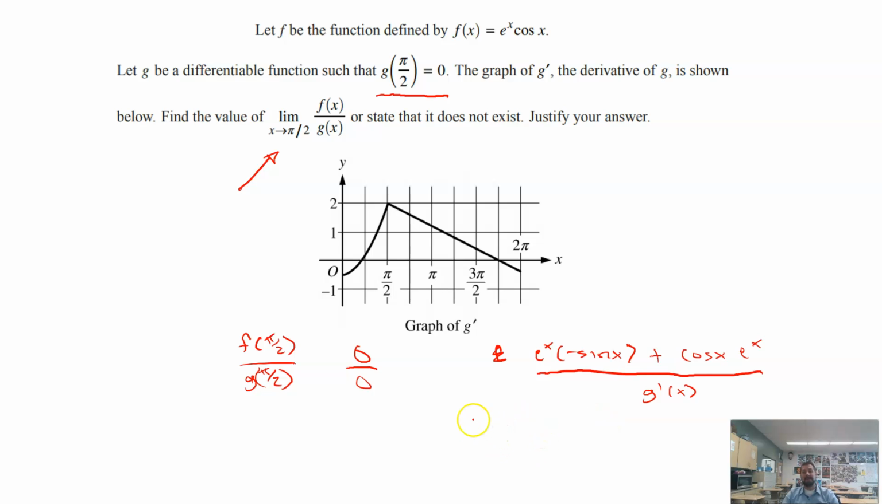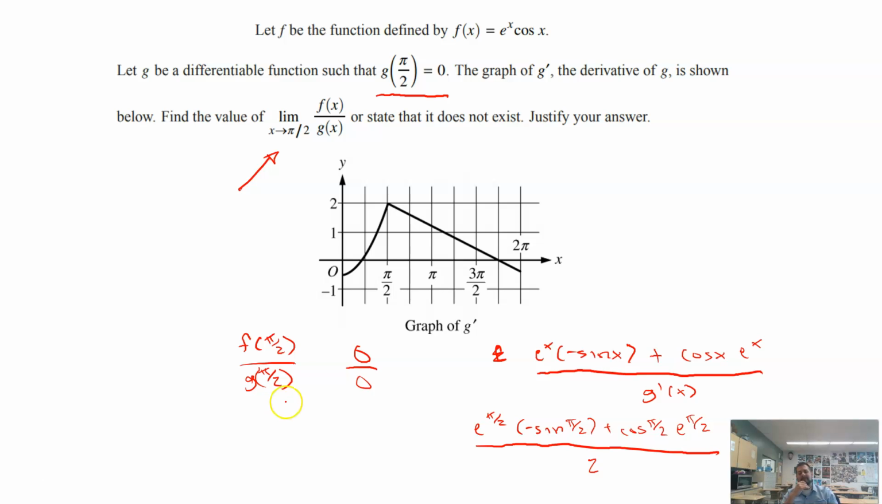Then I'm going to plug in pi halves. So I'm going to get e to the pi halves times negative sine of pi halves plus cosine of pi halves times e to the pi halves. And then I look at my graph of the derivative and I can see that g prime of pi halves is 2. And luckily for us, we can leave our answer like that.